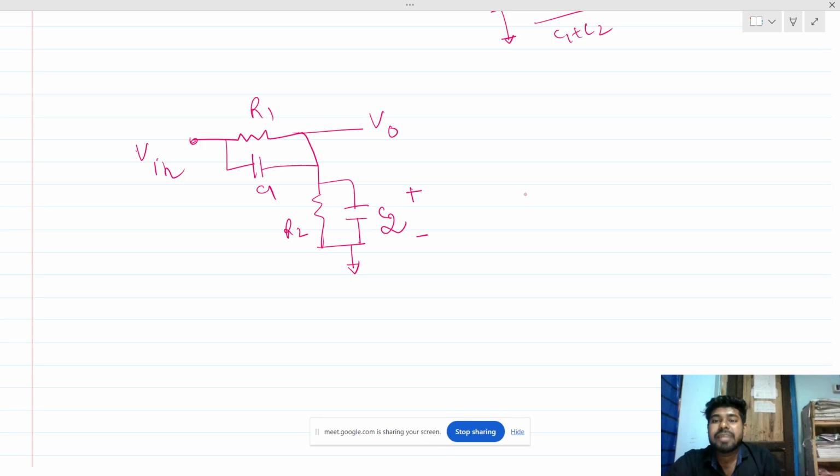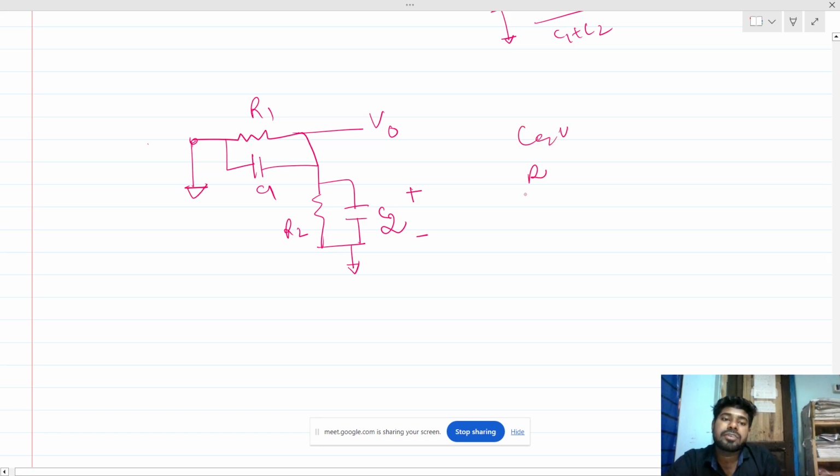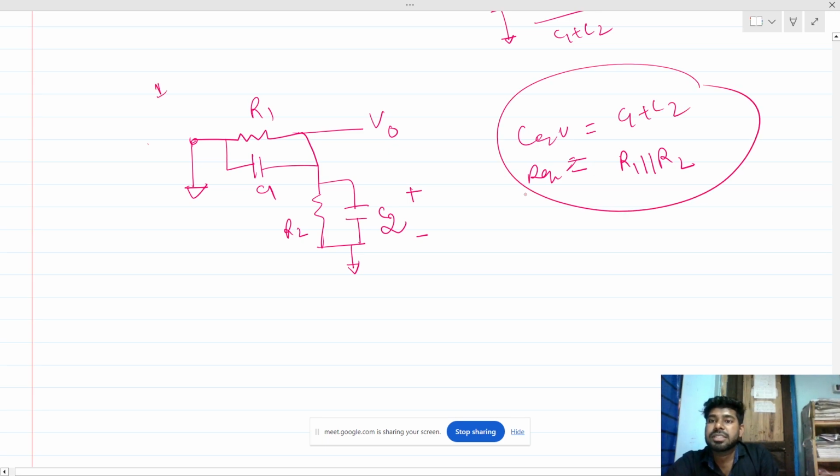You can also think that, to find the order of the circuit, the output is deactivated, so it will be zero. Then we can see that C equivalent and R equivalent are nothing but a single capacitance and single resistance, right? So this is a first order circuit, not a second order.